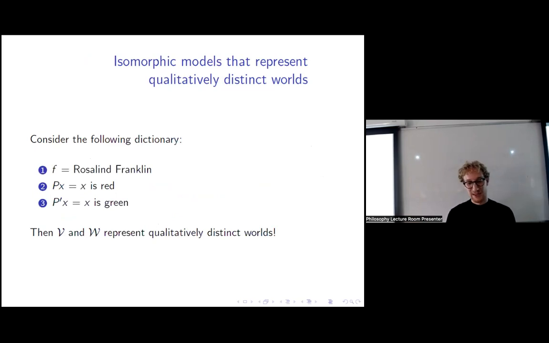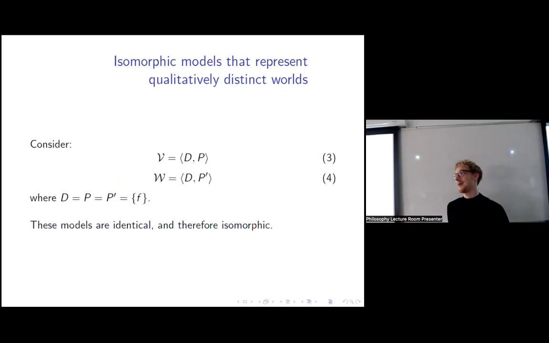But now suppose that F is going to be Rosalind Franklin, PX is going to mean X is red, but P prime X is going to mean X is green. Then these models are going to represent a world in which Rosalind Franklin is red, respectively green. So again, because color is a qualitative property, those worlds are going to be qualitatively distinct, even though the models are in fact identical and therefore isomorphic.